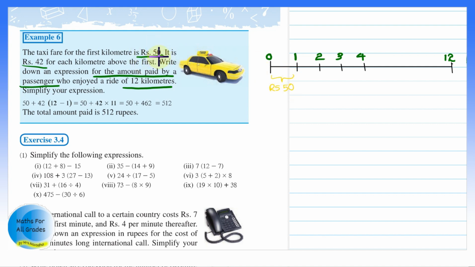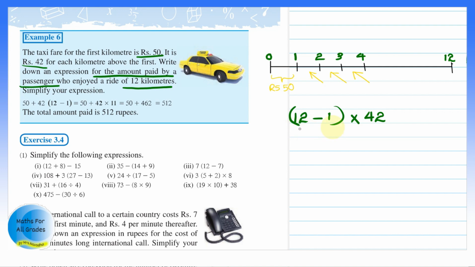They have given it here. And for each kilometer above the first, they are charging 42 rupees. For this kilometer, they are charging 42. For this kilometer, 42. Like that. So first you have to find out how many kilometers there are from 1 to 12. How to find that? You have to subtract 1 from 12. Now these are the kilometers. And to find out the taxi fare for these kilometers, you have to multiply this by 42 rupees.